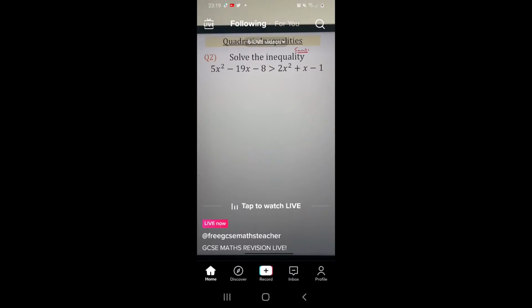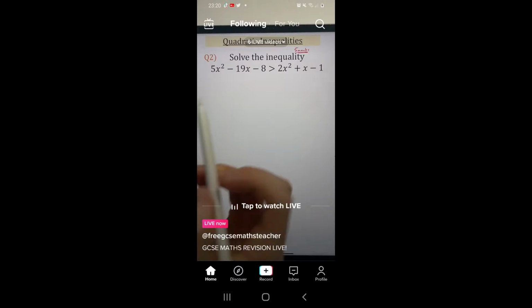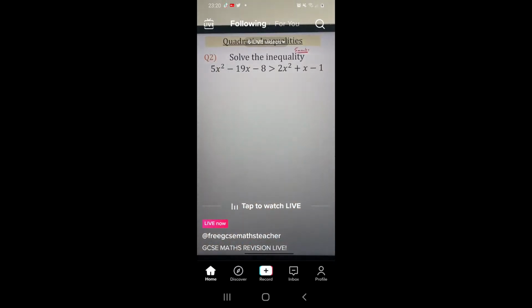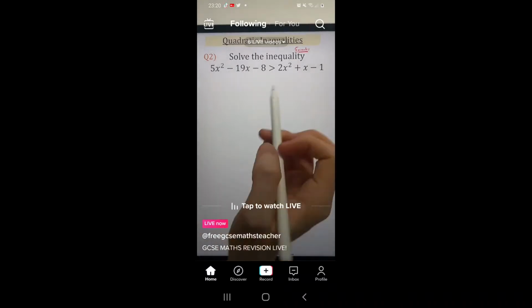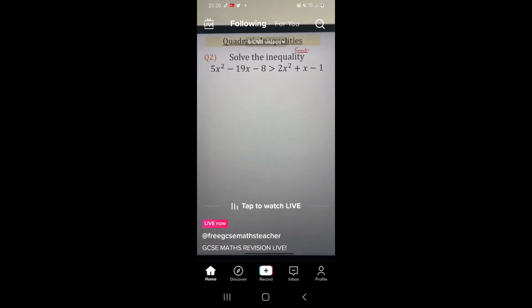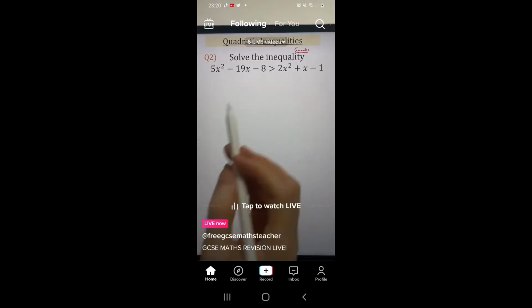Does anyone have any idea how we're going to approach this question? What do you reckon my first step will be? Let me know in the chat. Someone said my first step will be to get the quadratic on one side and put it equal to 0. I know it's a quadratic inequality because the highest power is 2. Inequalities work the same as an equation. You keep the sign as long as you don't multiply or divide by a negative. If you multiply or divide by a negative, you've got to flip the sign.